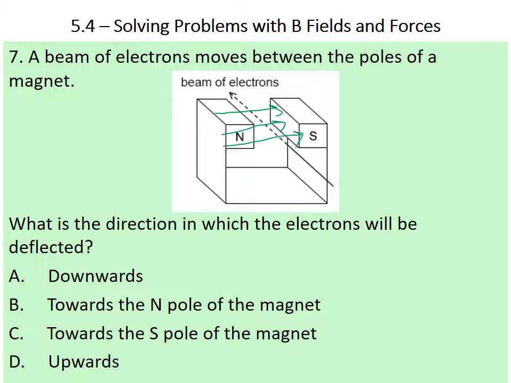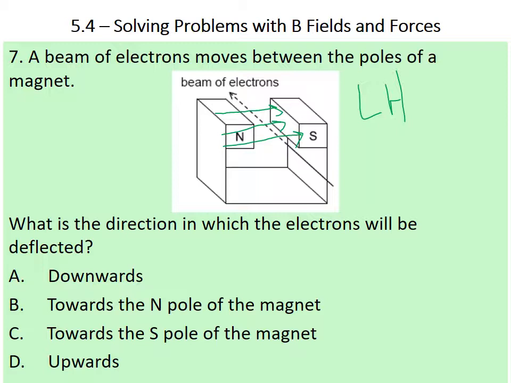So this is a beam of electrons, and these electrons are not associated with a wire. So are we going to use our right hand or our left hand? We're going to use our left hand for this. Okay, so fingertips on your left hand point to the right. So out of the north into the south along the green arrows.